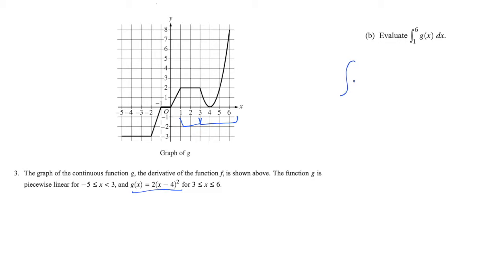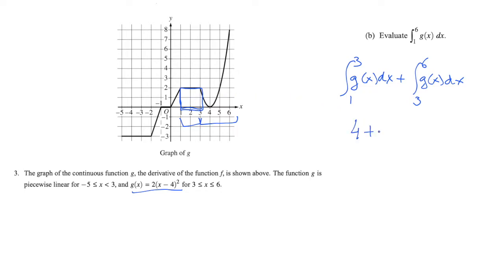The integral of g from 1 to 3, and also the integral of g from 3 to 6. The integral from 1 to 3, as we can see, is a square under the function, and the area of the square is 2 times 2, which is 4.